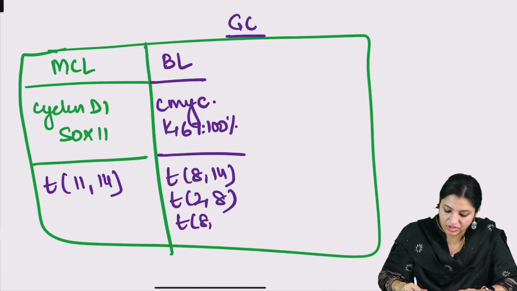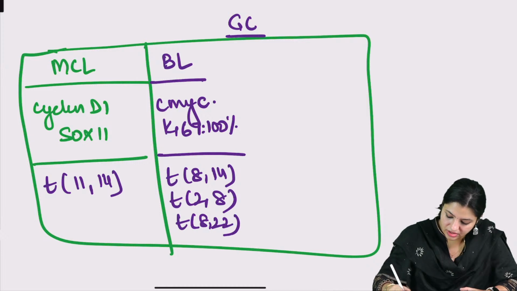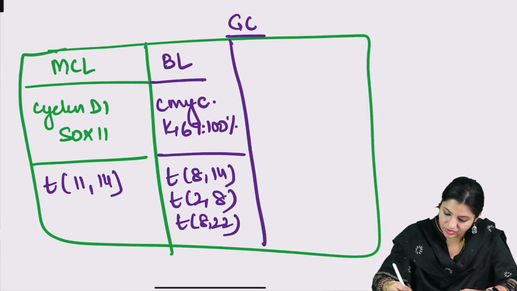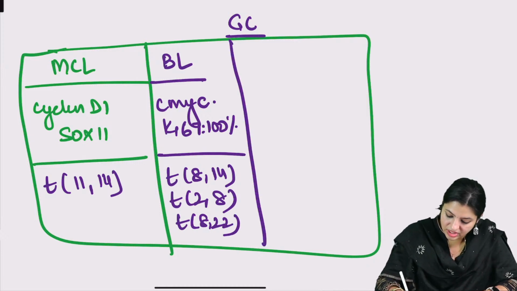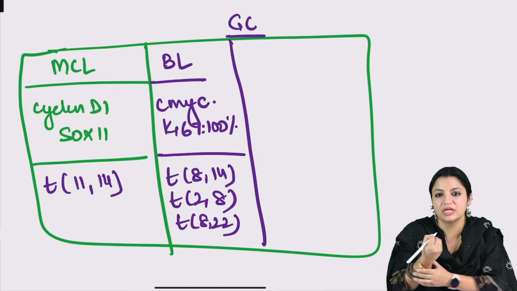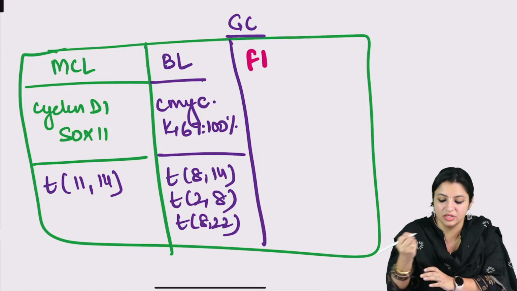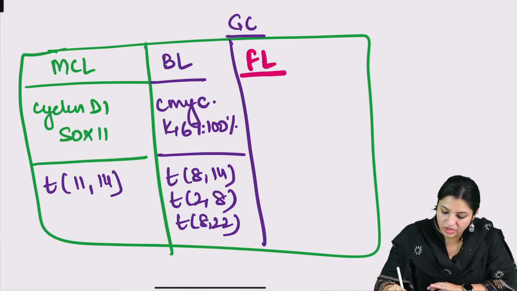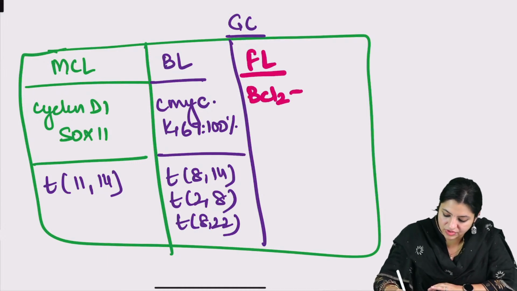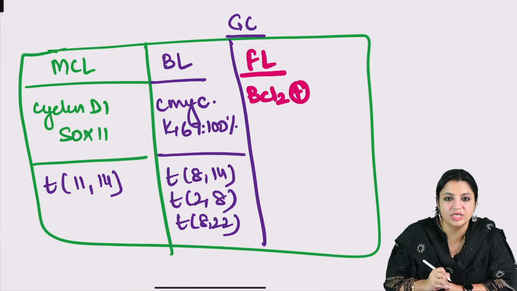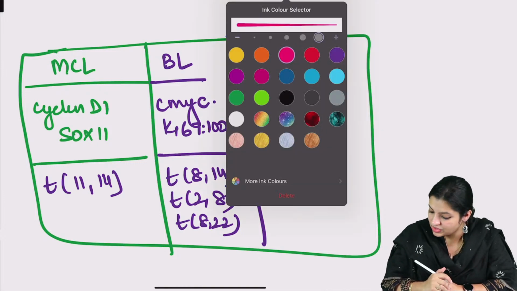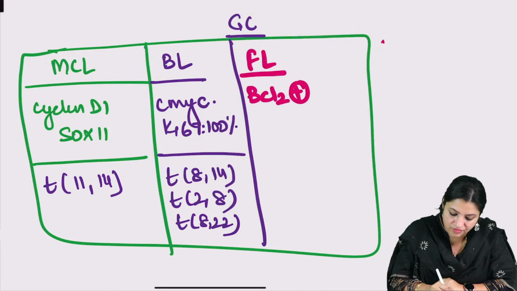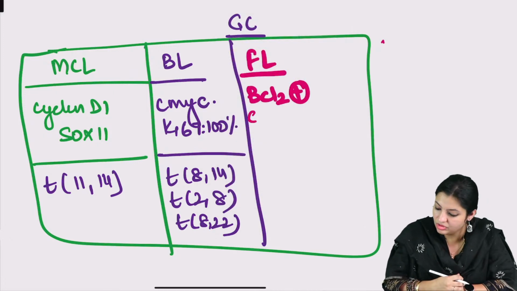Right, now coming to the last one, DLBCL. DLBCL can arise either from the marginal zone or from the germinal centers. They usually have BCL6 mutations, and they are usually positive for CD20. So that's the gist of lymphomas that all of you should be remembering.